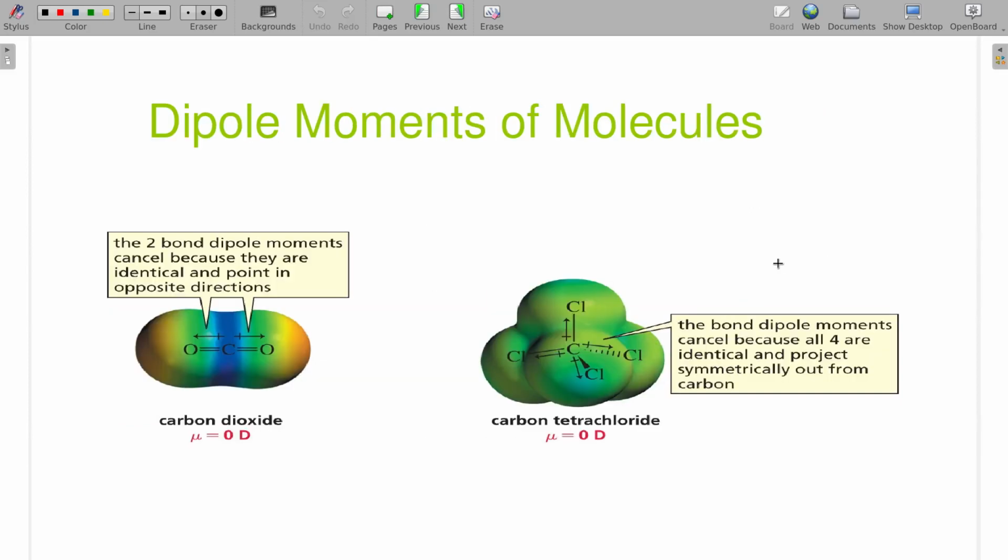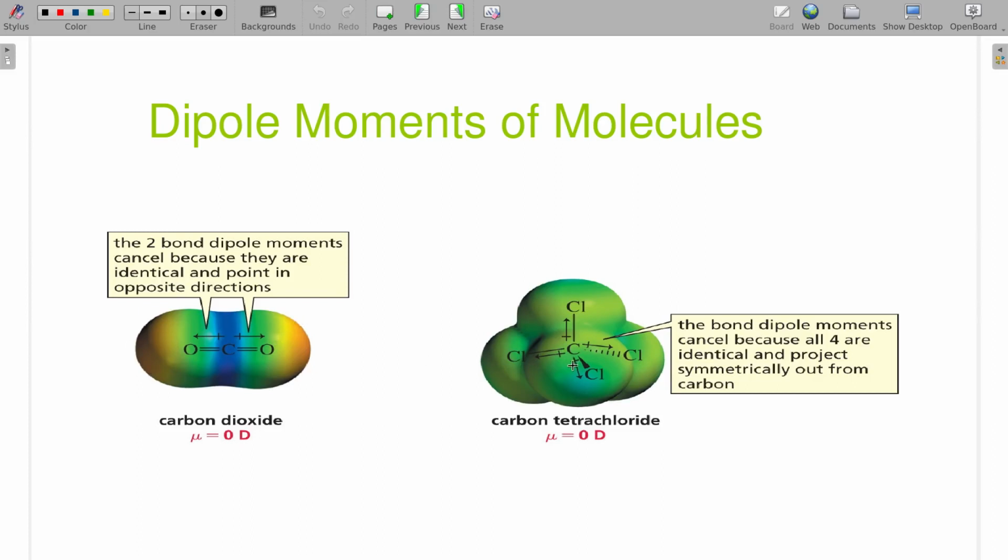All right, next thing we're looking at is dipole moments of the molecule. Now, dipole moments are going to be a result of the molecular dipole of every bond in there. So in both these cases, we actually have slightly polar bonds. Carbon and oxygen, oxygen's more electronegative, so the electrons go out, which is why in this electron potential map, we see the red on the outside.